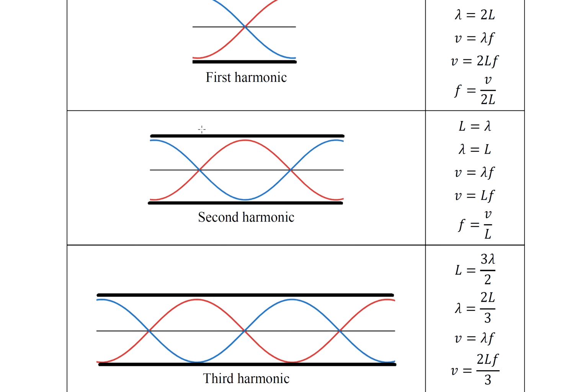Now for the second harmonic, once again, we have an open tube. The length of this tube is equal to how many wavelengths? It's one wavelength. So L equals lambda. Let's introduce the equation v equals lambda f. Let's substitute lambda equals L, so v equals Lf, and solve for f.